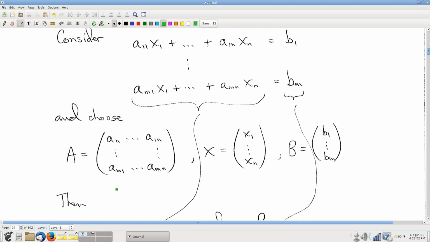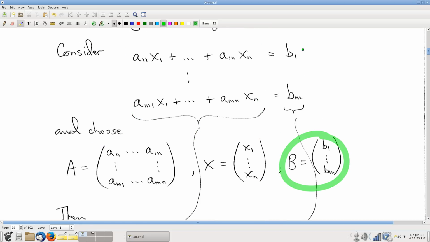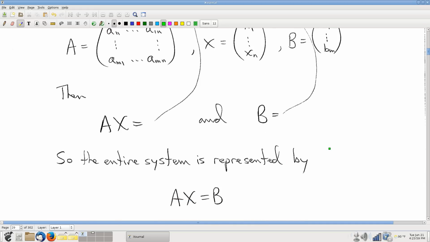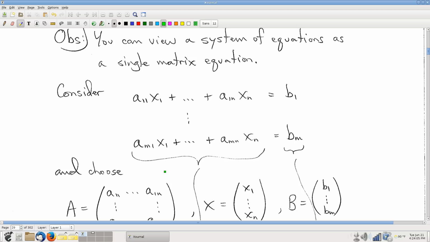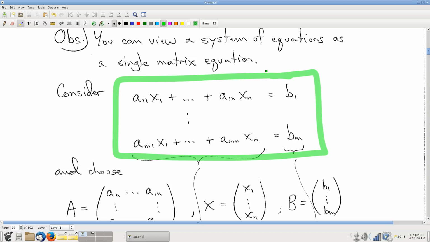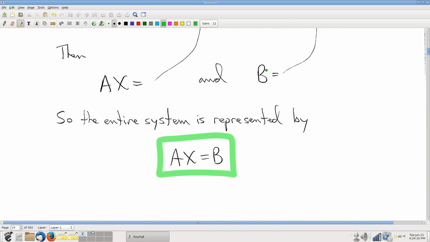Of course, B is the right side of the equation. And so, wonderfully conveniently, this one single equation, AX equals B, by itself represents this entire system. The left-hand side is AX, the right-hand side is B. So it's very convenient shorthand.